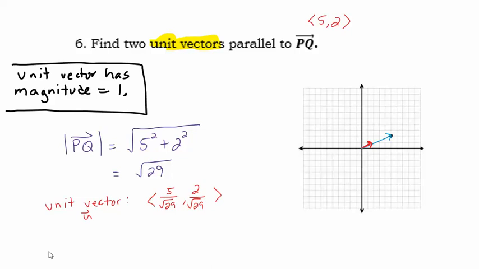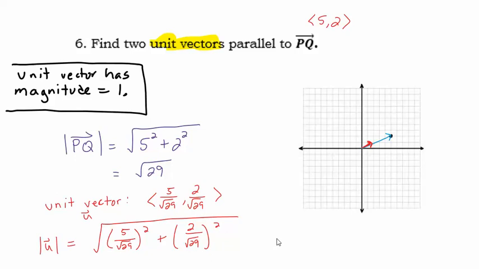Let's see if it really does have that magnitude. So the magnitude of vector u, if I wanted to find it, I would do the square root of (5 over square root 29) squared plus (2 over square root 29) squared. This is supposed to come out to be what? If it's a unit vector, it had better come out to be 1. All right, let's give it a try. We get 25 over 29 plus 4 over 29. It's looking good. I'm going to get the square root of 29 over 29, which is 1.